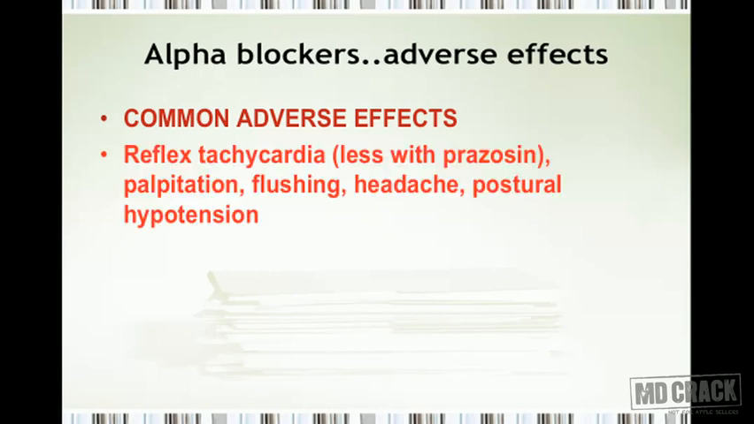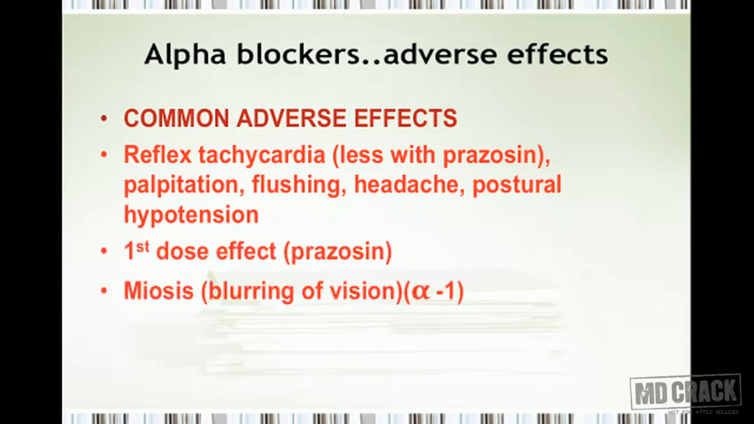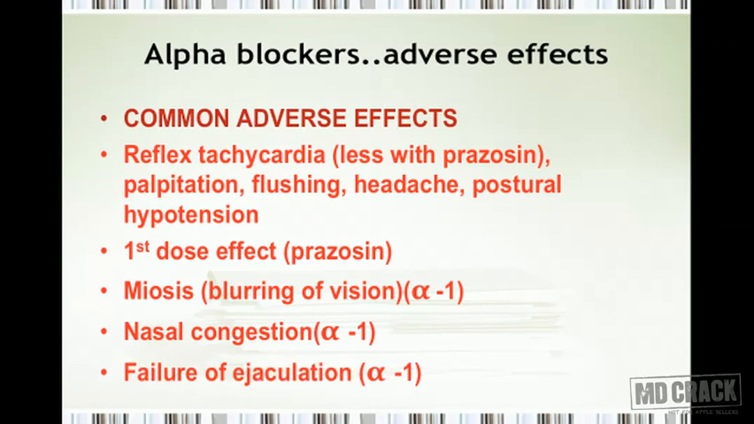Common adverse effects, as I said, are going to be reflex tachycardia, which is less with prazosin, then palpitation, flushing of face, throbbing headache, and postural hypotension. First dose effect with prazosin, and because alpha-1 receptor is going to be blocked, there will be miosis leading to blurring of vision. Alpha-1 blockade will also lead to nasal congestion and the failure of ejaculation, also due to alpha-1 blockade.